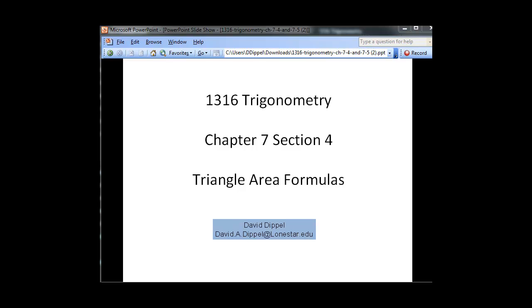Okay, this is 1316 trigonometry. We're working in chapter 7, section 4. We're looking at the triangle area formulas. These will work with all triangles. It's just not 1/2 base times height. There's a lot of different triangles where you don't have a base and a height, and these come in handy.